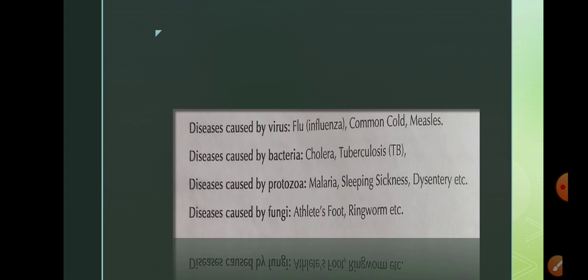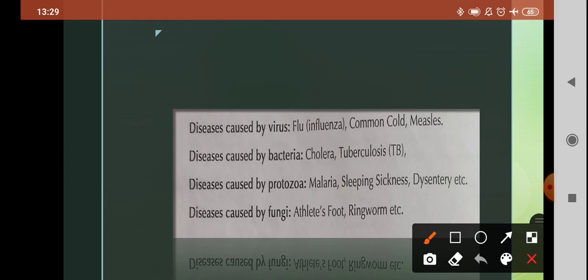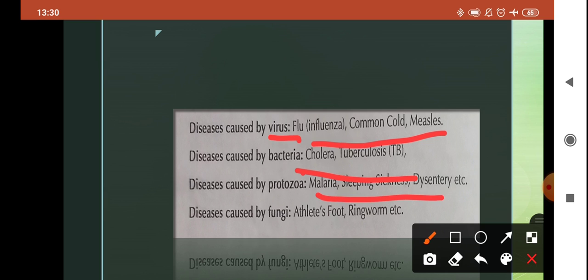Now let us understand one by one the diseases caused by different microorganisms. Diseases caused by viruses: a virus causes diseases like flu, influenza, common cold, measles, and similarly, nowadays a common one is coronavirus. COVID is also caused by a virus only. Then bacteria cause cholera and tuberculosis. Protozoa spread malaria, sleeping sickness, and dysentery. Then we have diseases caused by fungi, like athlete's foot, ringworm, etc.